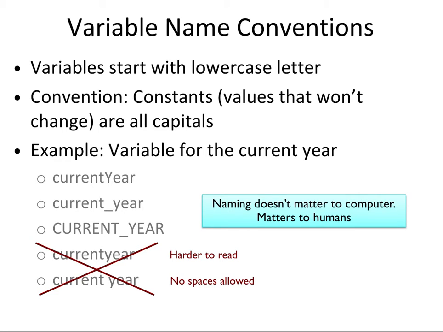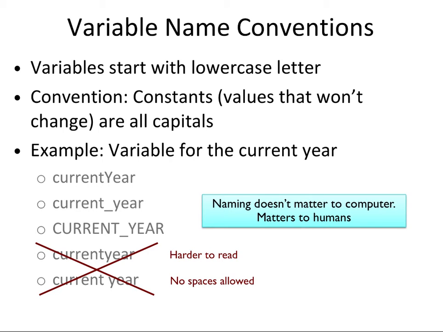So the last two are not good names. Currentyear, all lowercase, all together, is difficult for a human to read, and ostensibly, that's kind of the point of variable names. Current space year is also an invalid name because you can't have spaces in identifier names. currentYear with the uppercase Y is known as camel casing because the Y looks like a hump in the word. That's fine. It helps a human see the differences between the words. current_year is called snake case. It looks like a slithering snake a little bit. And so the underscore separates the words.